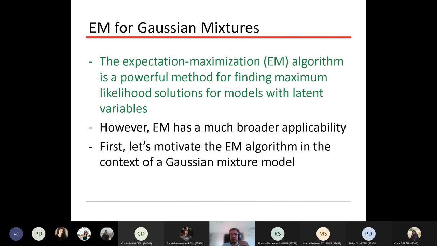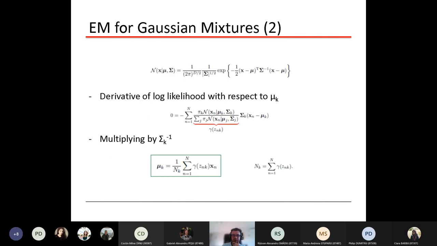On the other hand, it has a larger applicability for probabilistic graphical models, but this is the first way to introduce it in the context of Gaussian mixture models. So let's recap what happens. The normal distribution, or the Gaussian distribution, looks something like this.